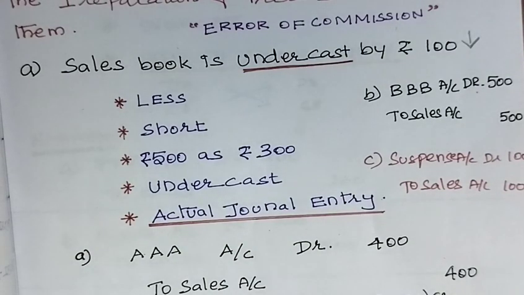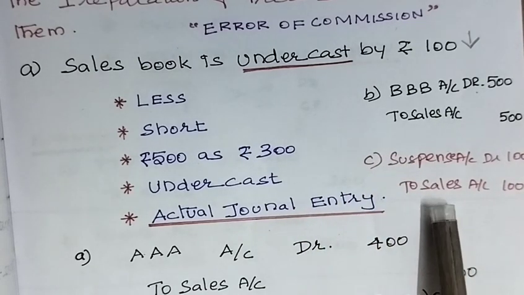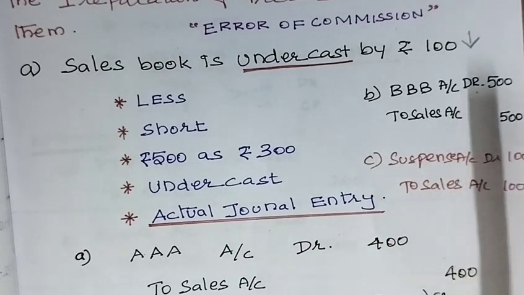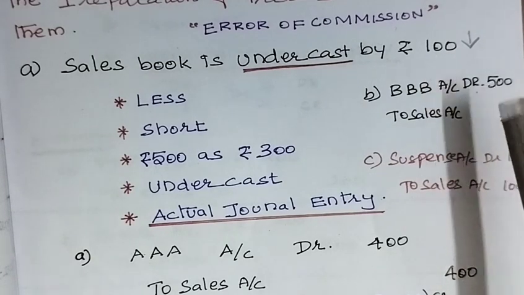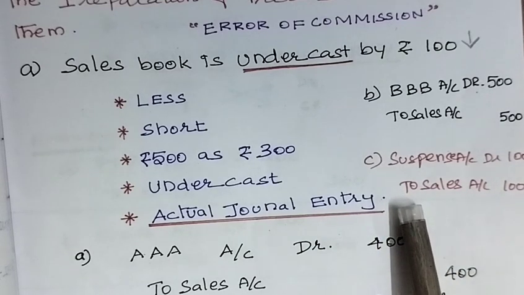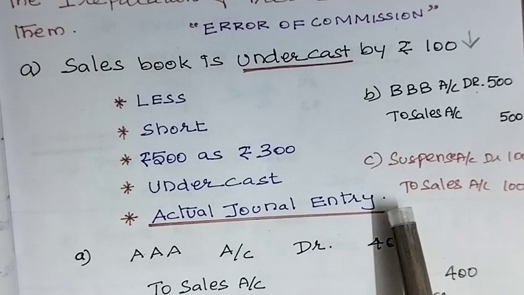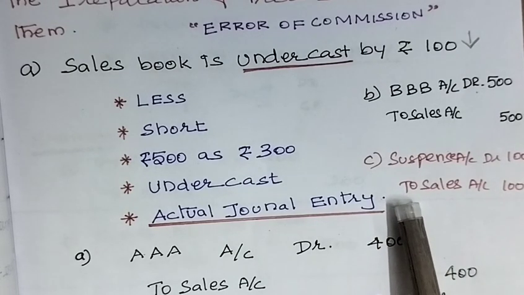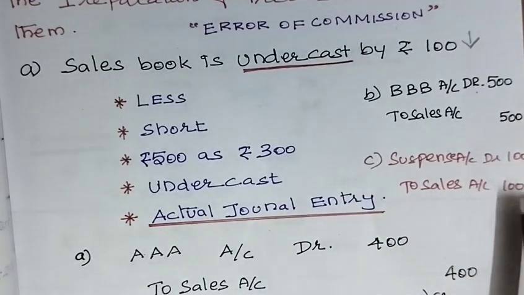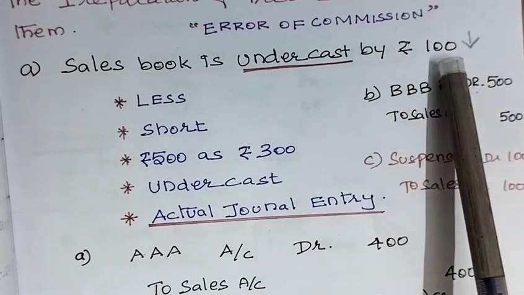We create the journal entry for the sales book, okay. To rectify the error we need to create the entry on the sales account in the journal, okay. How much? For 100 rupees we create the sales account. So where does the sales account show in the journal? Of course on the credit side. So we write here "to sales account 100 rupees." 100 rupees for what? For under cost, for the shortage or decrease of 100 rupees only.